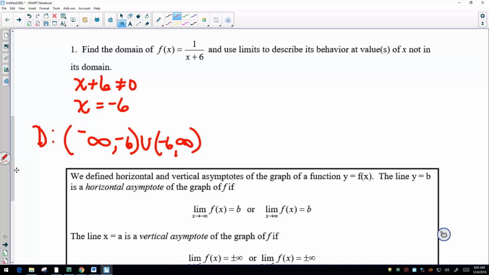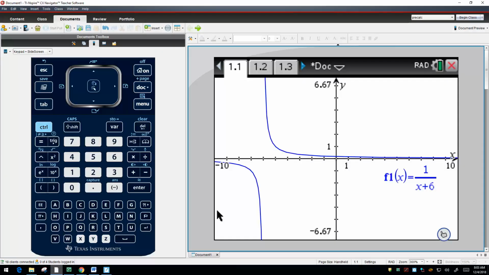Now it wants us to use limits to describe the behavior at the values not in the domain. So if we take a look at this function, I can see at negative 6 I have a vertical asymptote. So not only are you finding domain restrictions, but that is also a way to find your vertical asymptotes. So when we use limits, we're going to approach the vertical asymptote from both the left side and the right side. So if I'm approaching this function from the left side, I can see the graph is going down towards negative infinity. The limit will not exist.